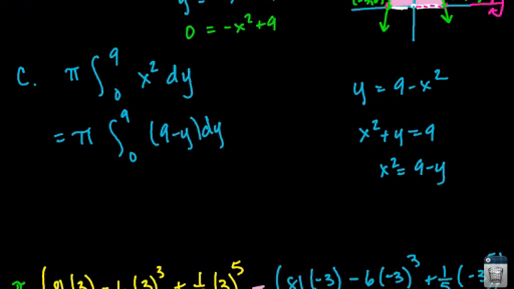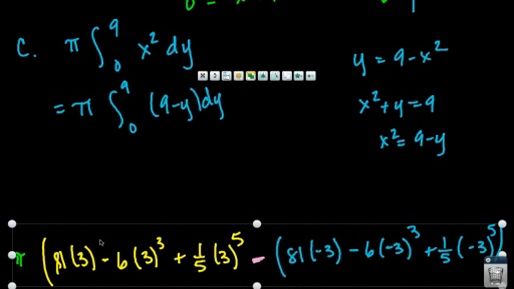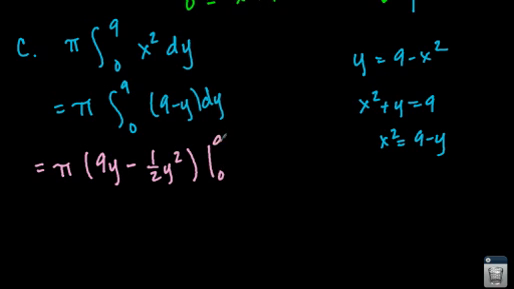Alright, so let's integrate. Okay, so the integral of 9 is 9y, and remember we're in terms of y, which is why our integral is going to have y in it, minus the integral of y is half y squared, okay, and that is happening from 0 to 9.